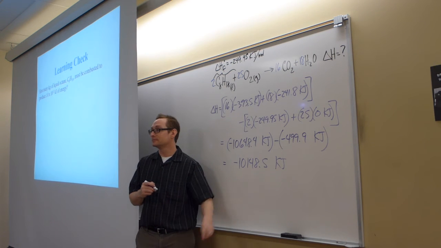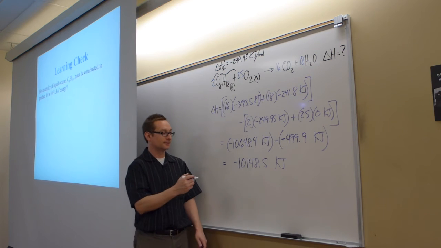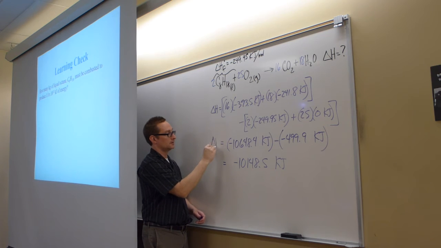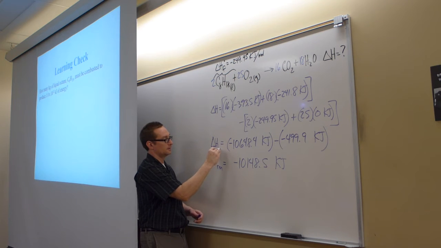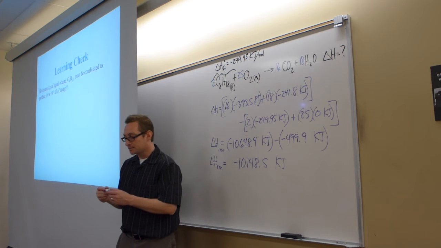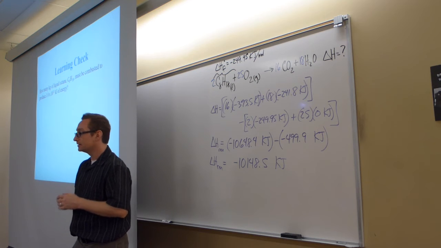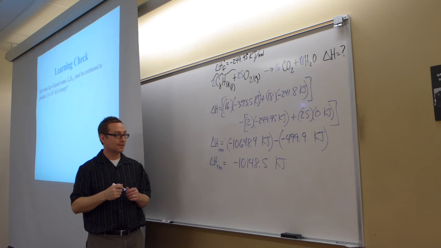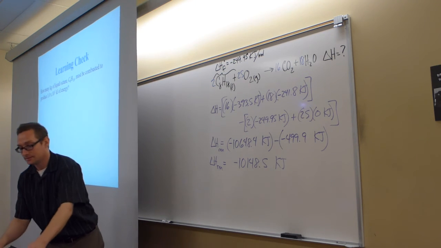Is this the answer? No, it's not the answer. We still have more to do. All right, so this is delta H of the reaction. But what it's asking us for is how many kilograms of liquid octane we need to get 10^11 kilojoules of energy. Any ideas on what to do?